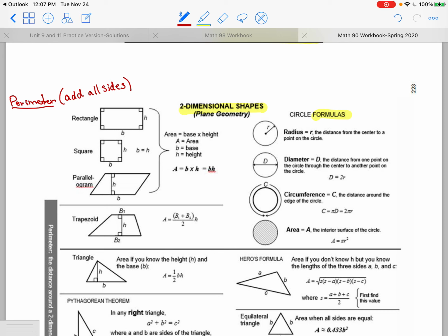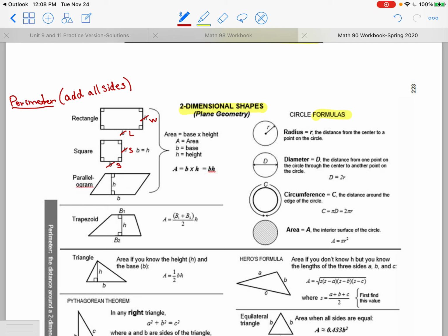Oftentimes with a rectangle, I'm going to differ with this page a teeny bit here and call this length times width. The base and height work fine too, but I kind of like to look at these a bit differently. We know in a square the sides are the same, so we might as well just call them both S's, right? The B and the H, base and the height, are really important in a parallelogram. It's important to leave those, but I would differ with the rectangle and the square.